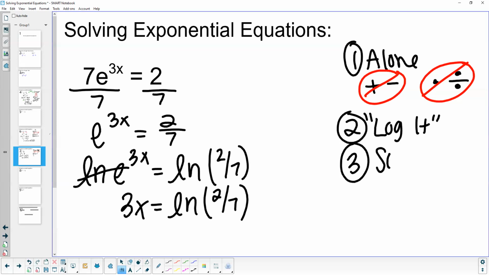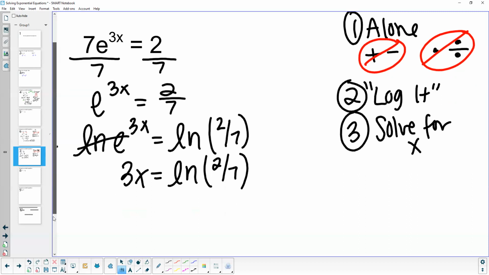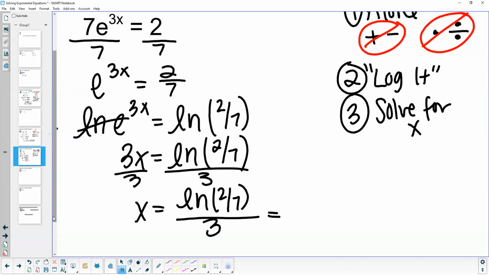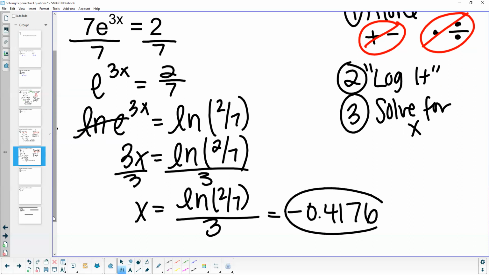And our third step is to solve for x all over again. So here we go. To get x by itself, we're going to divide both sides by 3. So we know that x is equal to the natural log of 2/7 divided by 3. Now again, that means something to some people, but for those of us who are not quite sure what the natural log of 2/7 divided by 3 is, we can type that right into our calculator and we end up getting -0.4176 when we round to 4 decimal places.